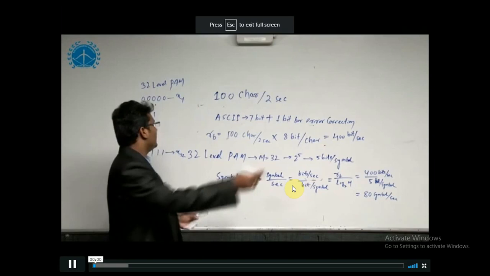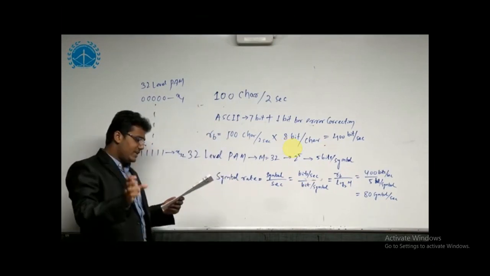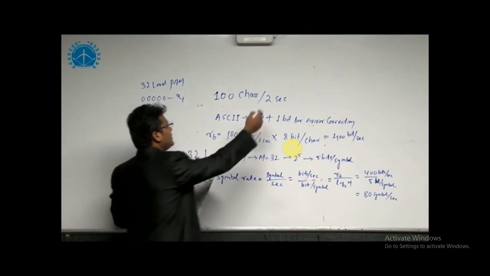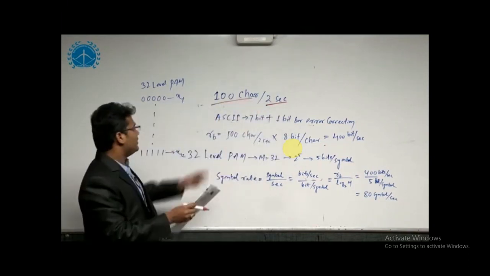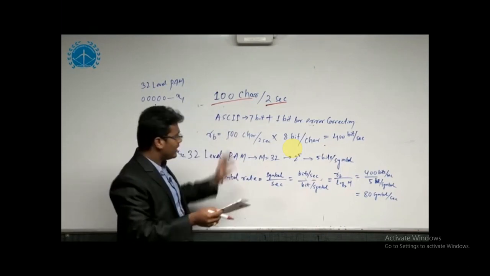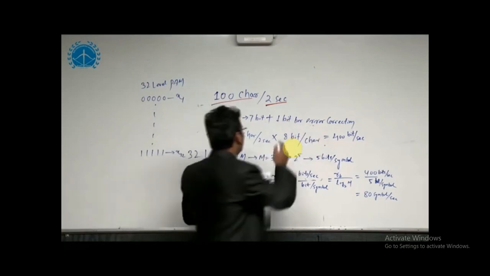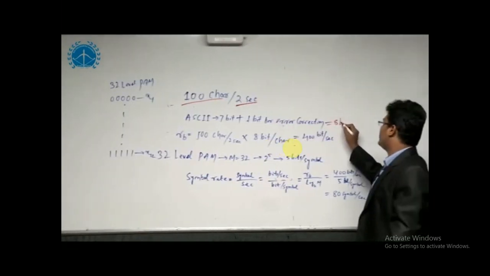Okay, friends. Given the question, first we have to understand that a 100 character alphanumeric message is transmitted in 2 seconds. That means in 2 seconds we are sending 100 characters, and they are using ASCII code. That means a 7-bit code, followed by 1 bit for error correction. So in total, 7 bits plus 1 bit for error correction, total 8 bits we are using.